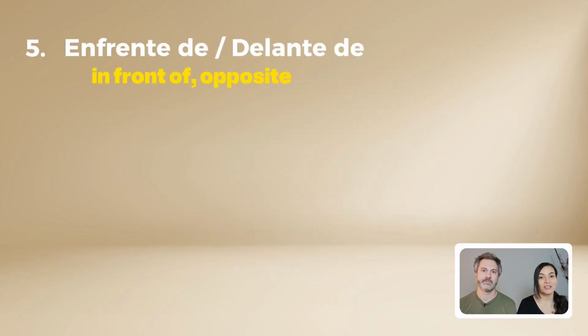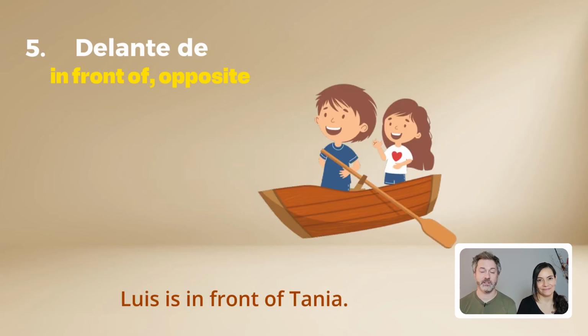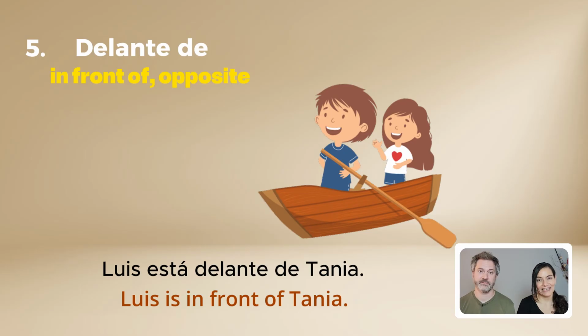Number 5. When we want to express something is in front of or opposite something, we can use enfrente de or delante de. But they're not quite the same, so we need to be careful here. When something is in front of something else, but not facing each other, we can use delante de. For example, Luis is in front of Tanya. Luis está delante de Tania.